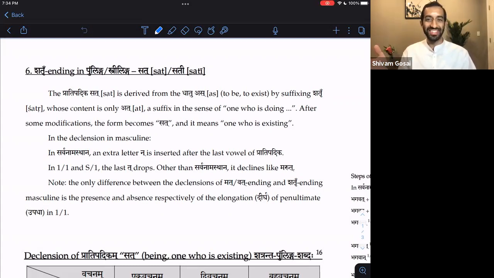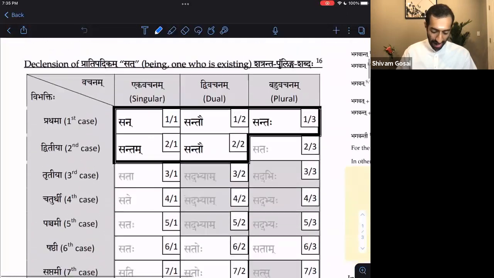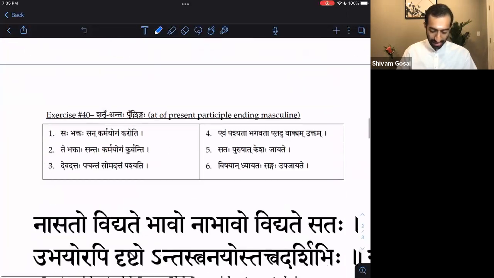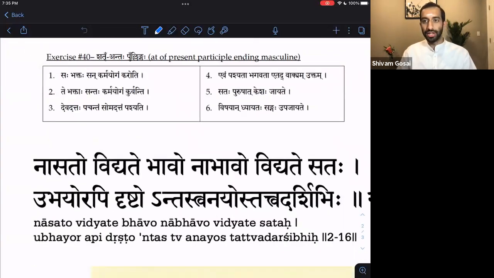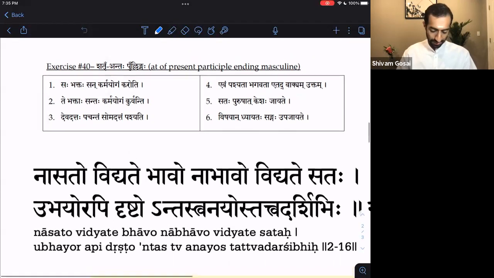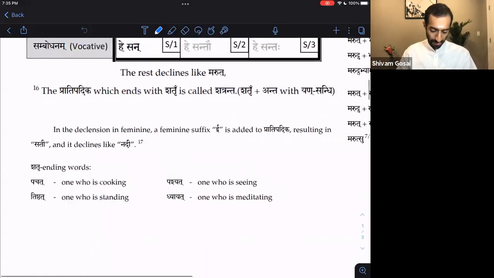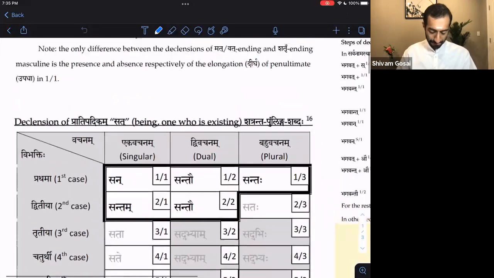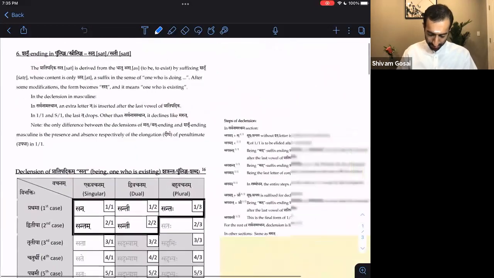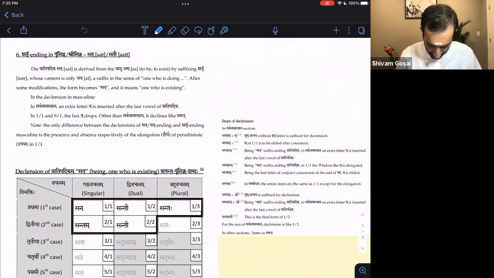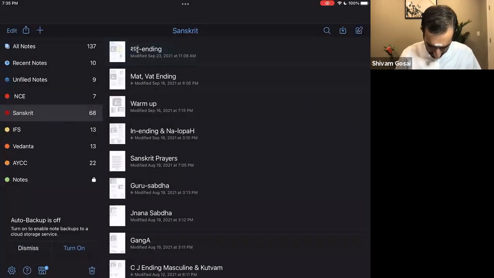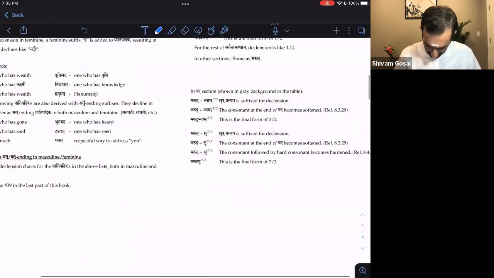We're going to be seeing this word Sat. So it's nice that we'll look at this verse, and when we get time, we're actually going to analyze the verse. Nasato vidyate bhava. So we'll do the grammatical analysis of this word as well. That'll be nice. It'll be a good pairing.